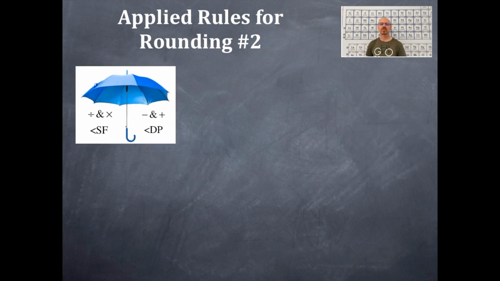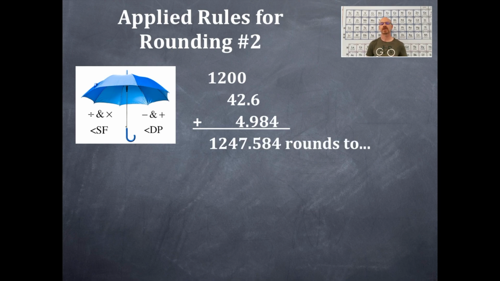Here's another example here. I'm going to take 1,200 here, plus these two numbers, 42.6 and 4.984. I'm going to sum all these numbers up. I'm going to get a number in my calculator. Then I'm going to look at these three original numbers and figure out which one is the least precise. And this 2 right here in the 1,200 is where it is least precise. That is in the hundreds column. So I'm going to be looking at this 4 for rounding. That 4 is less than 5, so I'm going to truncate the number.